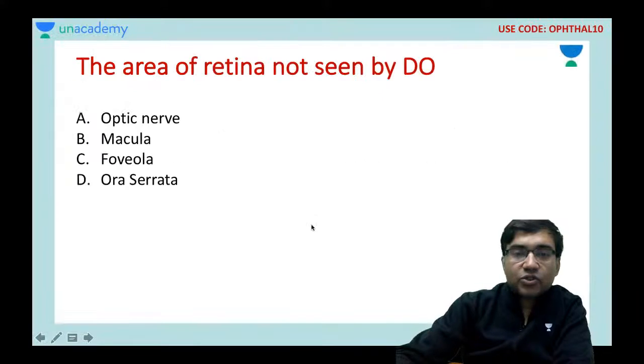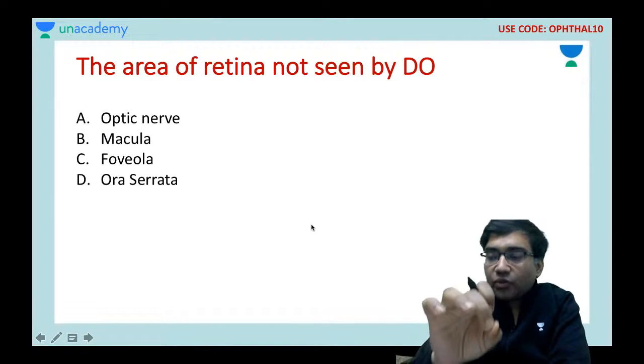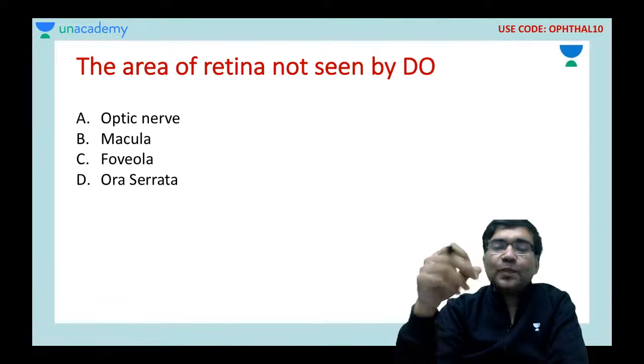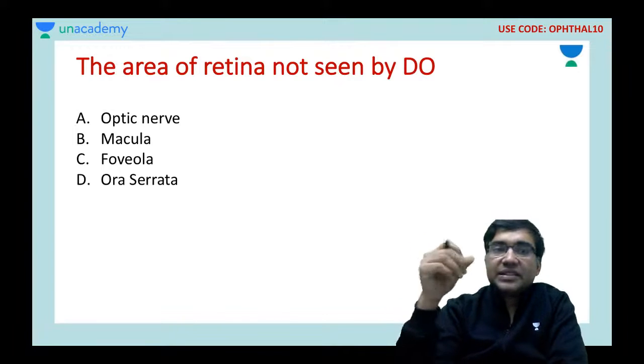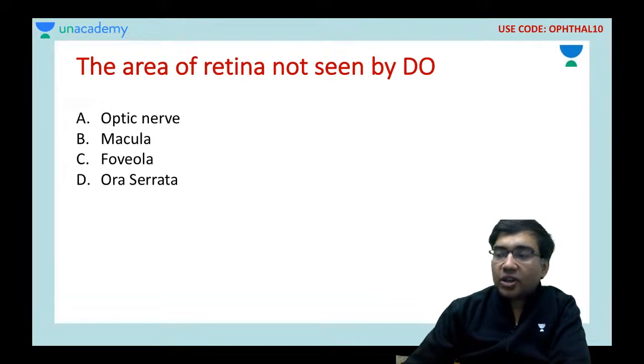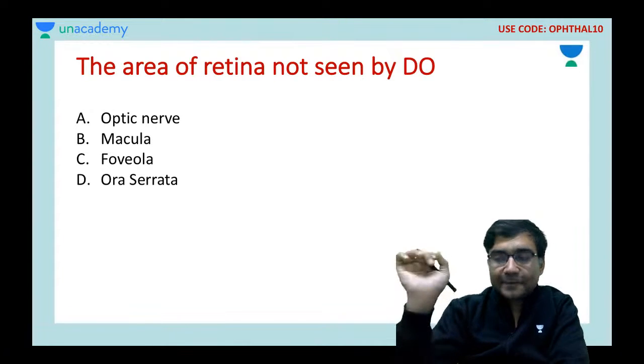Now the next question is a practice question for you that can be asked in your exam. The area of retina not seen by direct ophthalmoscopy is: optic nerve head, macula, fovea, or ora serrata. Try to answer.